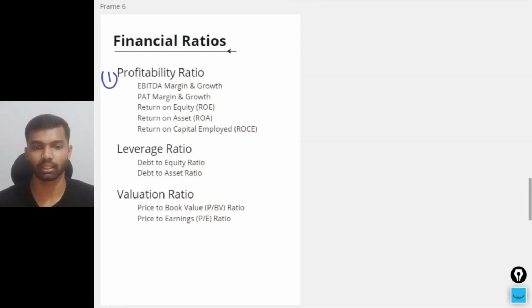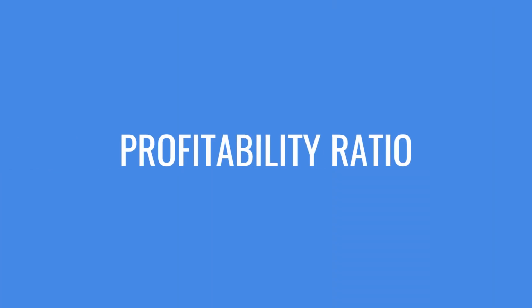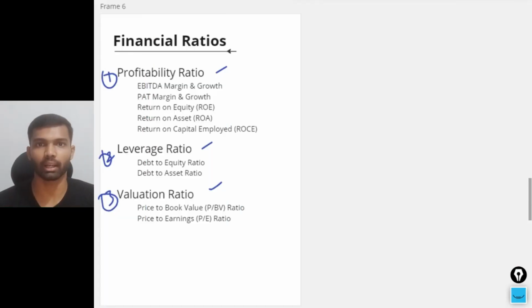That is the profitability ratio, the leverage ratio, and the third one is the valuation ratio. The profitability ratio is nothing but how well the company is making profit and whether the company is making progression in its profit or not. That all will come under the profitability ratio.